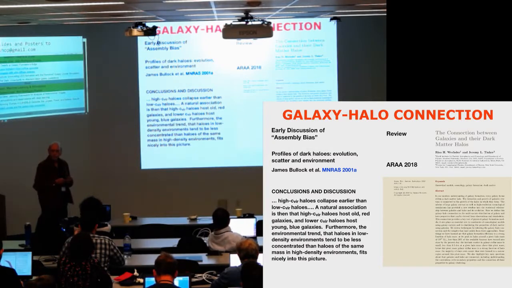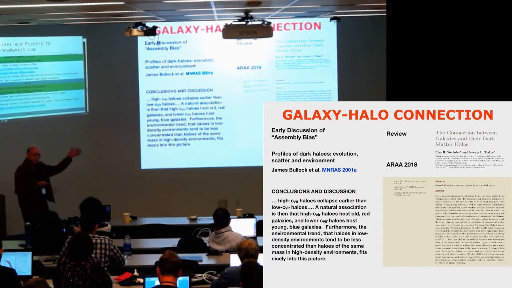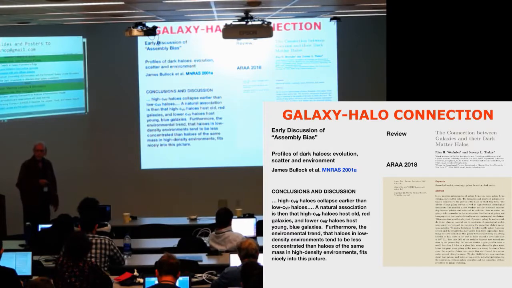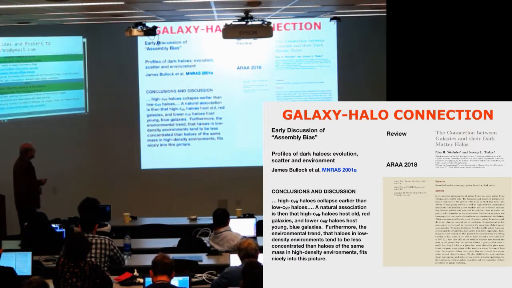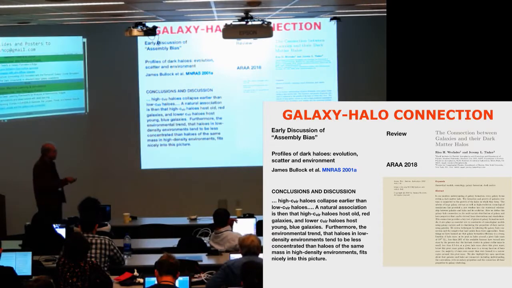now call assembly bias in the literature. Maybe somebody can tell me, oh no, here it is even earlier. But this was in the first of the 2 dissertation papers by James Bullock, working with me and Avishai Dekel especially. And in the conclusions of that paper, we said high concentration halos collapse earlier than low concentration halos. That's what we learned in that paper.